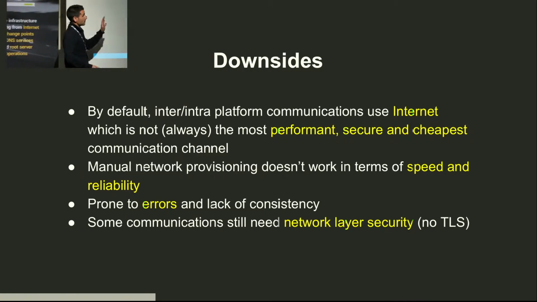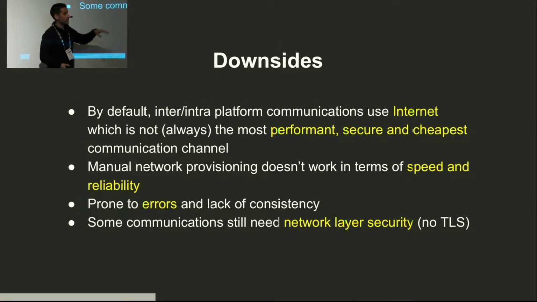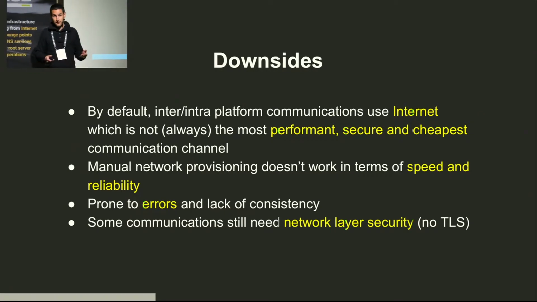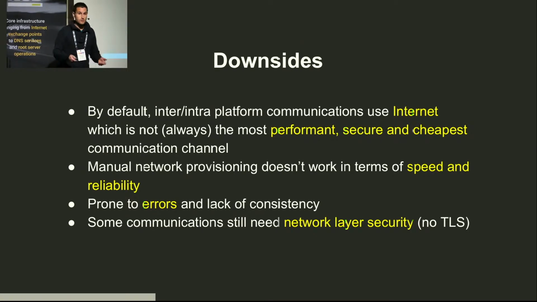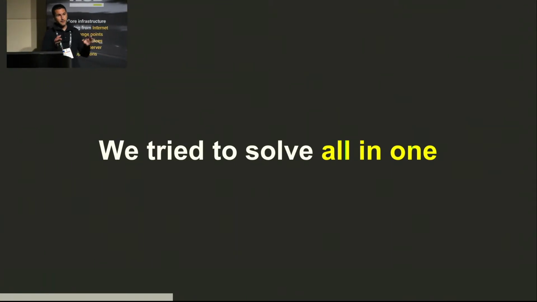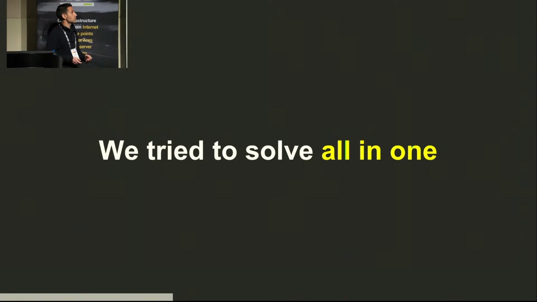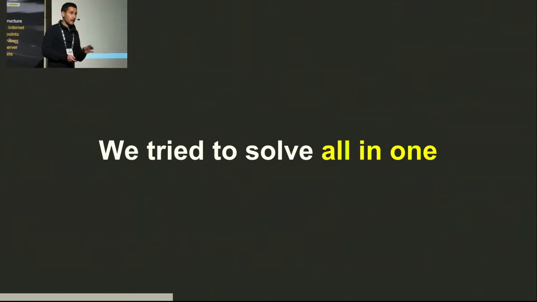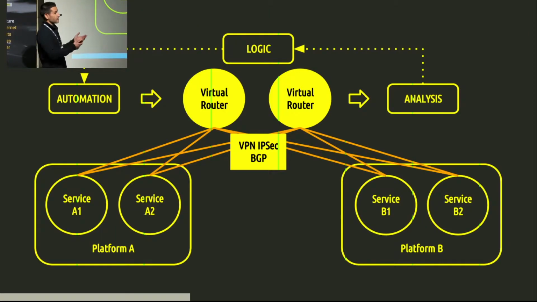And finally, some communications still need some network layer security. Hopefully, most of the applications are running security at layer 5 with SSL or TLS, but there are still legacy applications that still need some kind of network tunneling. So we tried to solve all in one. Some kind of squad team of network security engineers, basically people with some network knowledge, met together almost 3 months ago and came up with this cool design.